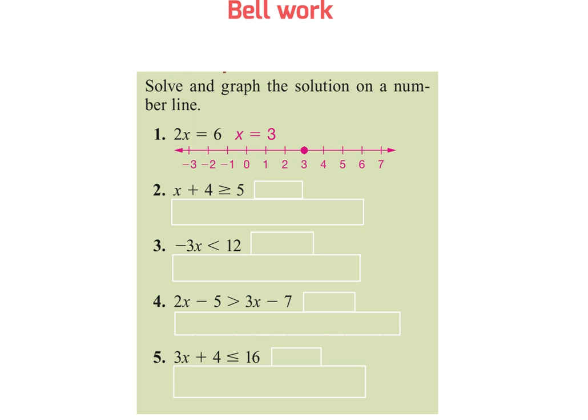So these you solve just like equations. You would have subtracted 4 from both sides, getting x is greater than or equal to 1. Because it is greater than or equal to, closed circle on the 1, all the numbers larger.